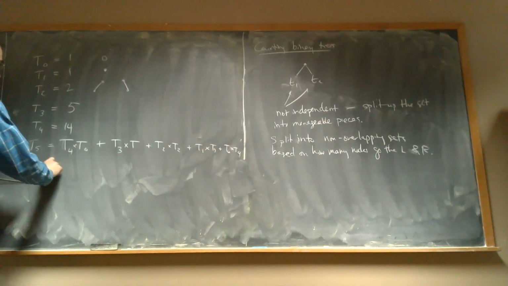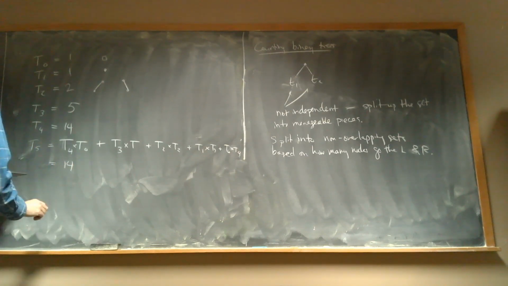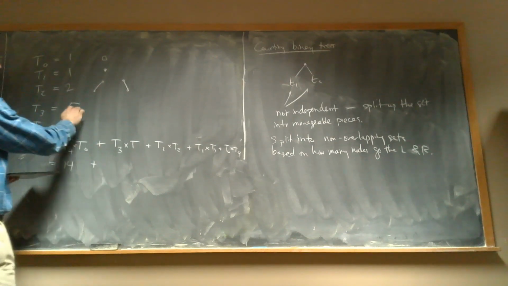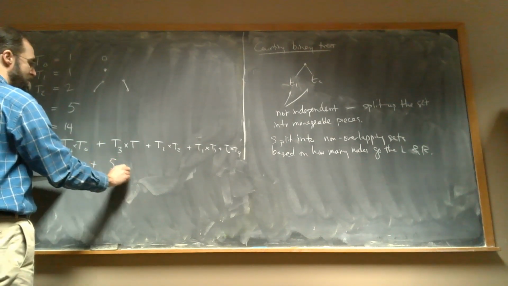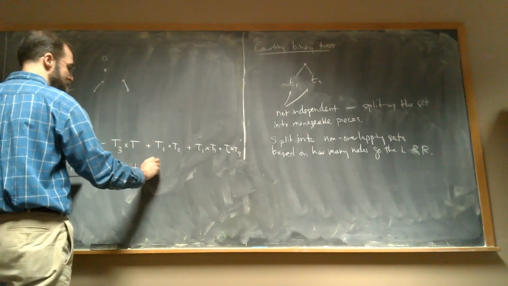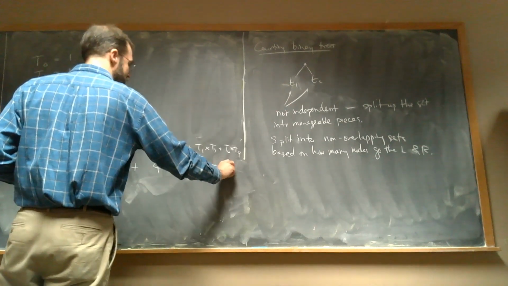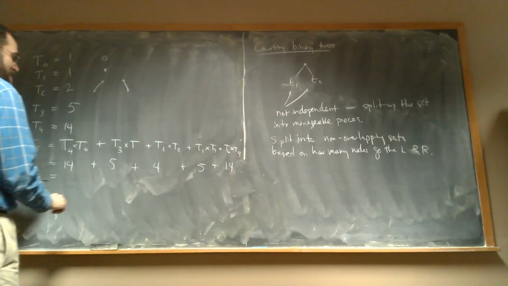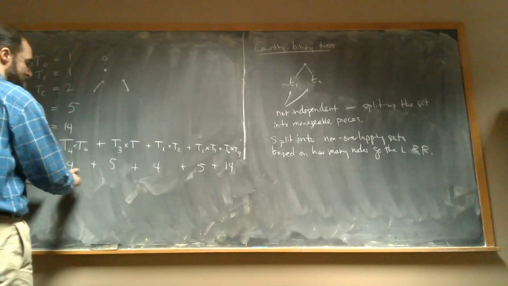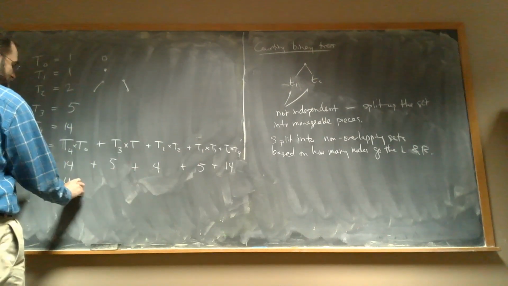And so now I can just do this. So this is 14 times 1. This is 5 times 1, which is 5. T2 times T2 is 2 squared, which is 4. And this is going to be 5 again and 14. So I get, let's see, well, this 5 gives me 10. 14 plus 14 is 28, so 38 plus another 4 is 42.